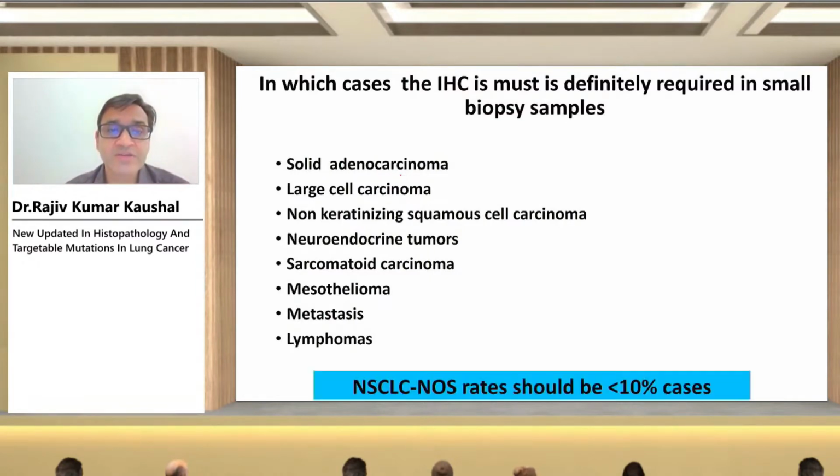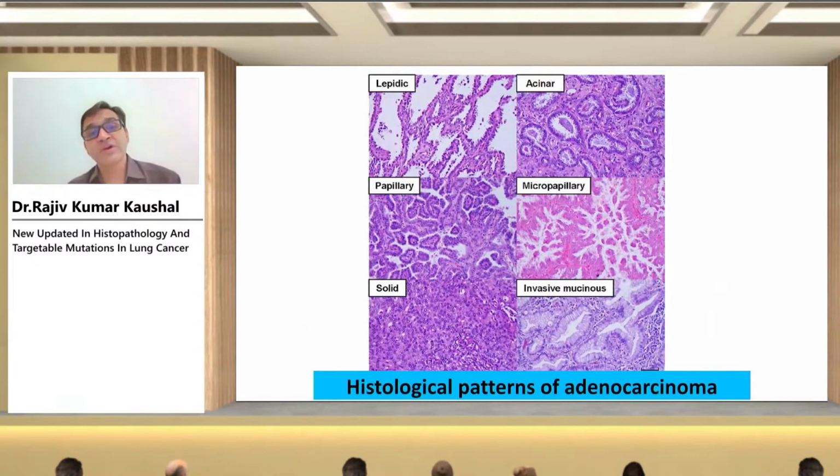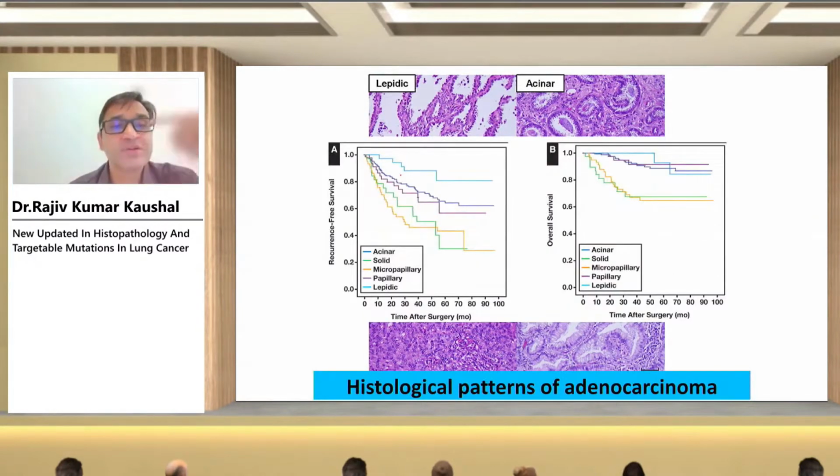In other cases you can avoid it, and the percentage rate of non-small cell carcinoma NOS should be as low as 10%. As I mentioned earlier, adenocarcinoma, although not one of the most common histological subtypes, can show heterogeneous growth patterns, and it is important, especially in the resection specimen, to comment on which type of growth pattern the tumor has.